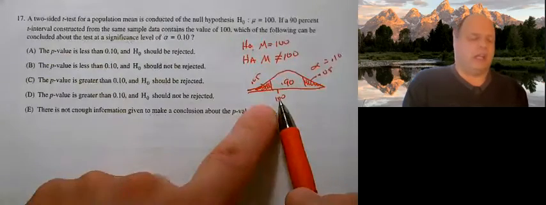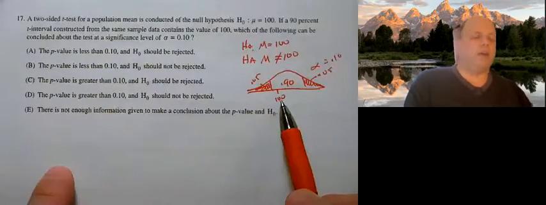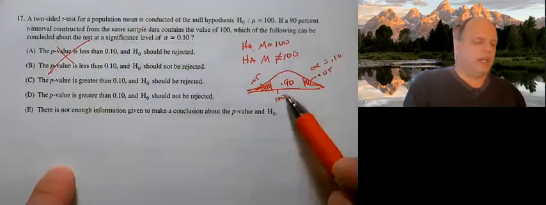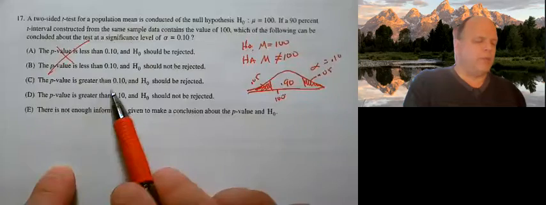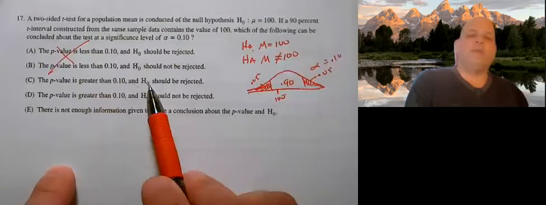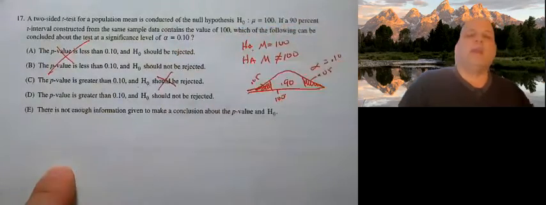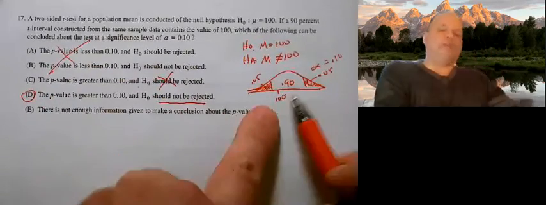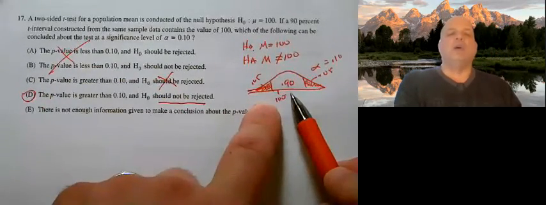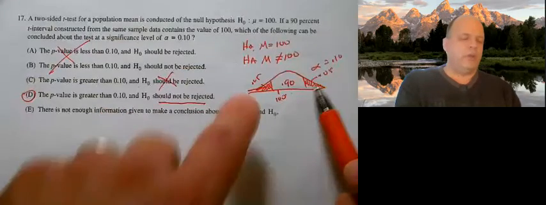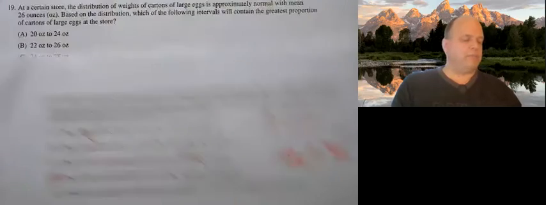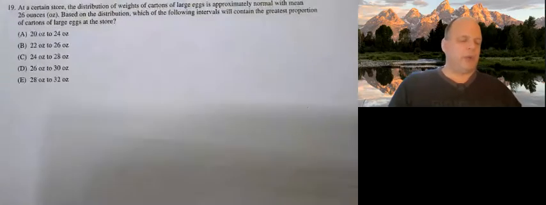If we're not rejecting because it's contained, then the p-value can't be less, it must be greater because it was contained. So the p-value is greater than 0.10 and H0 should be rejected. That's false. If it's greater, it should not be rejected. All right. So because it was contained, our p-value must be greater than 0.10. In other words, it wasn't in these rejection zones, and it should not be rejected. All right. We fail to reject when our p-value is greater.